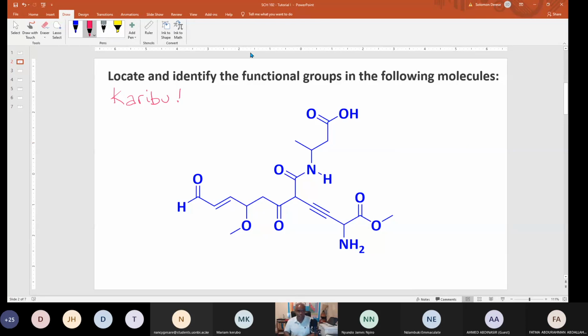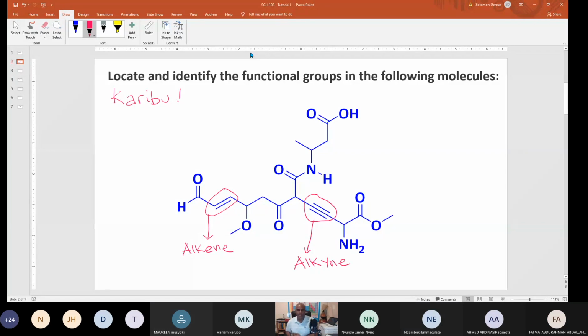The first one you can easily identify is that you have a carbon-carbon double bond. What is this functional group? Alkene. Yes. And then we have this carbon-carbon triple bond. This carbon-carbon triple bond is? Alkyne. Okay, alkyne. So these are the easy picks.